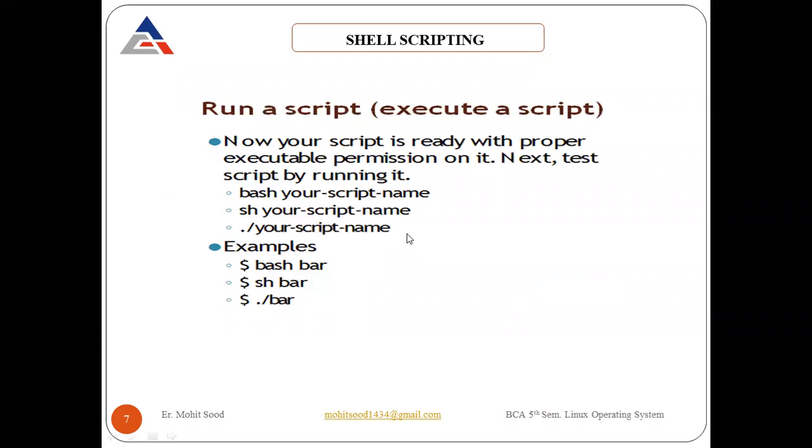Now to run or execute a script, as I told earlier. Your script is ready with the proper executable permission on it. Next, test the script by running it: bash your script name, sh your script name, or dot forward slash your script name. For example, bash bar.sh, sh bar.sh, ./bar.sh. These are practical examples of how you can run or execute a script.